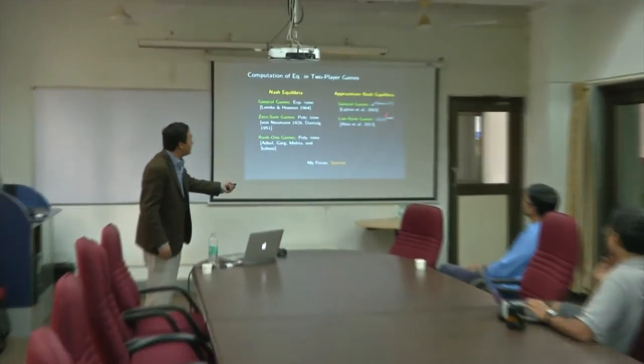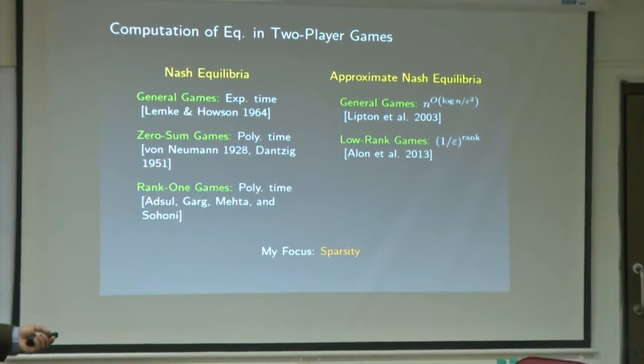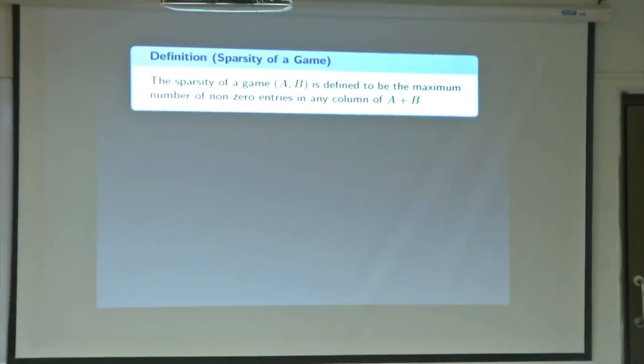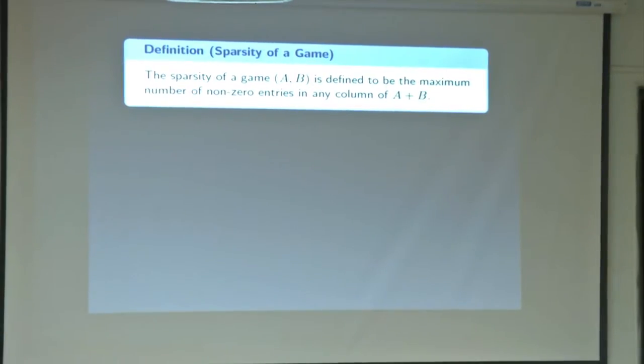And what do I mean? Let's look at the case where A plus B is the identity matrix. So it's a full rank matrix. In that case, this is out of the question, it's exponentially large. It's even worse than this quasi-polynomial. It's full rank. But for me, if A plus B is the identity, the sparsity is just 1, and I'm good. I can find an approximate Nash in polynomial time.